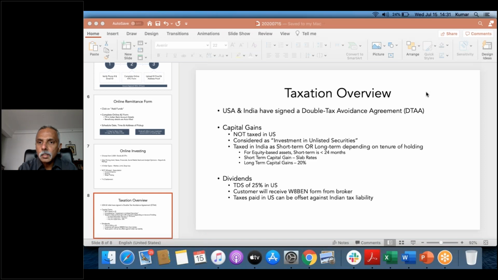So I think there is a question around OCIs right now, whether this investment option is available for OCIs. It is not, because OCIs don't fall into the category of LRS and investment process for Indian citizens. So this platform currently does not support account opening for OCIs.